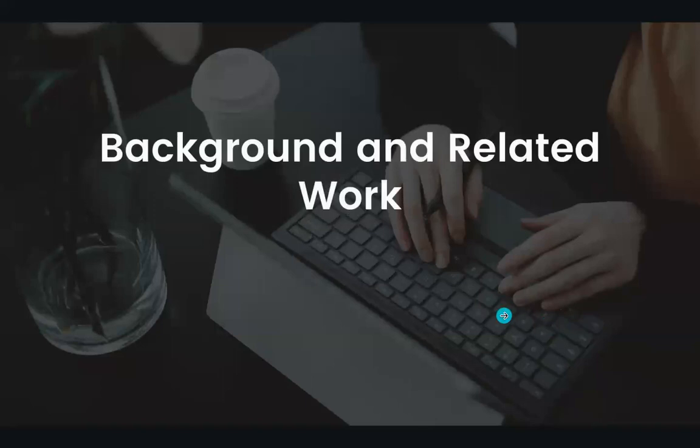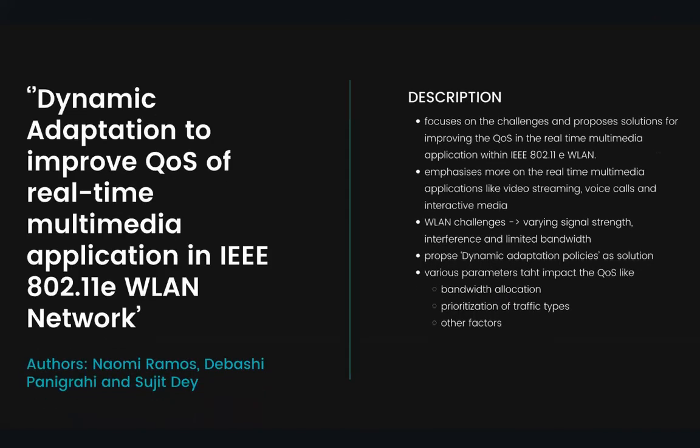So the background information, related work. The article we chose to read for this project is the Dynamic Adaptation Policy to Improve Quality of Service in Real-Time Multimedia Application in IEEE 802.11e WLAN Network. This article focused on challenges and proposed a solution for improving the quality of service in real-time multimedia application. The research paper focused on real-time multimedia applications like video streaming, voice calls, and interactive media, which often require low latency and consistent performance. It mentions that wireless networks can pose challenges like variation in signal strength, interference, and limited bandwidth, impacting the quality of service for multimedia application.